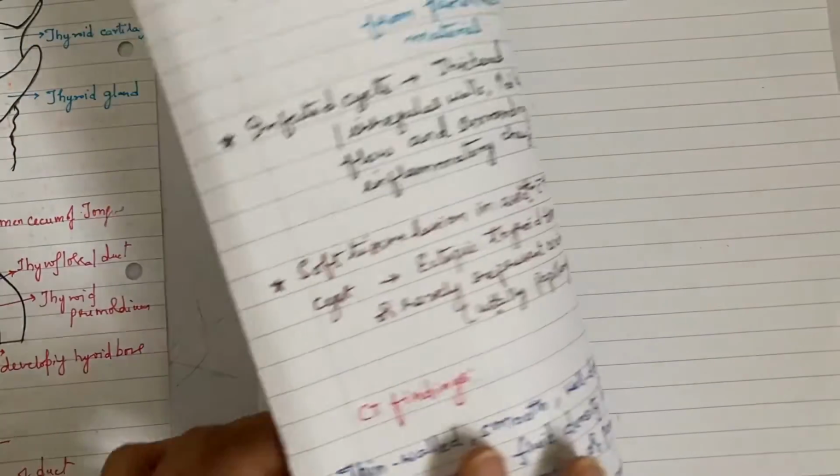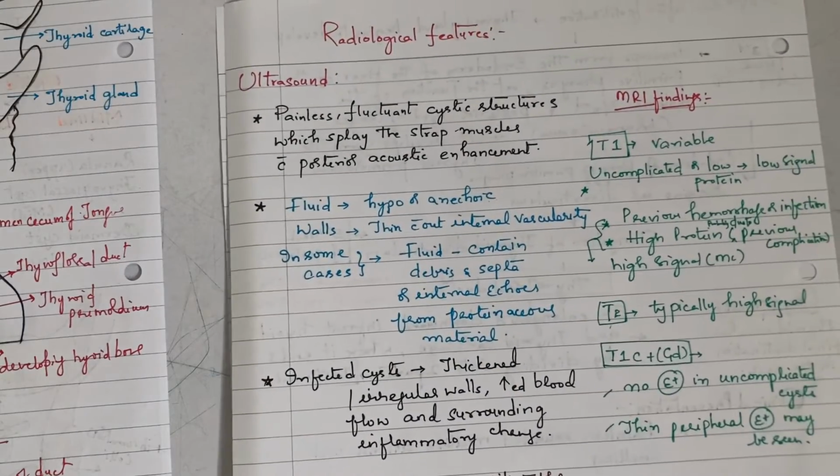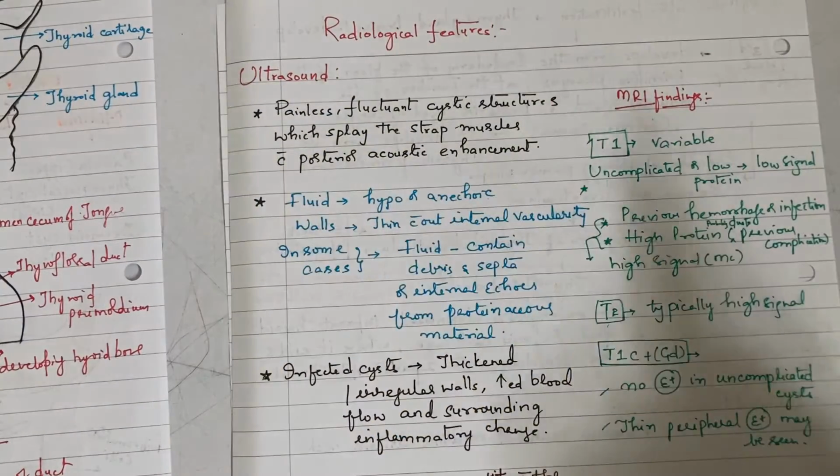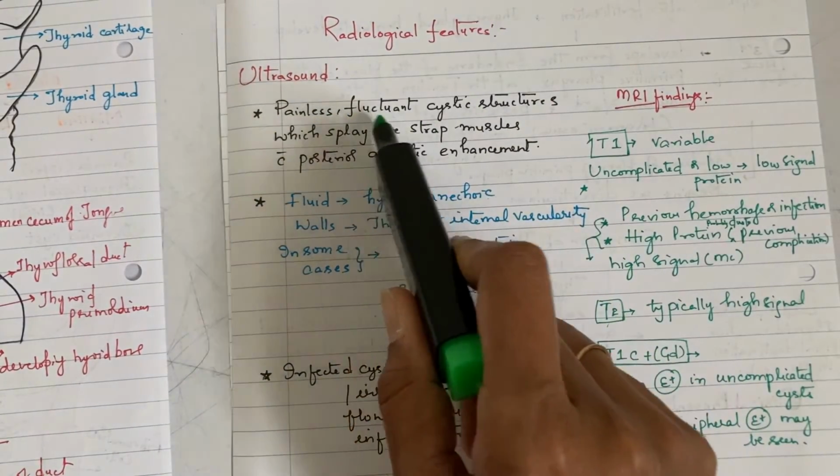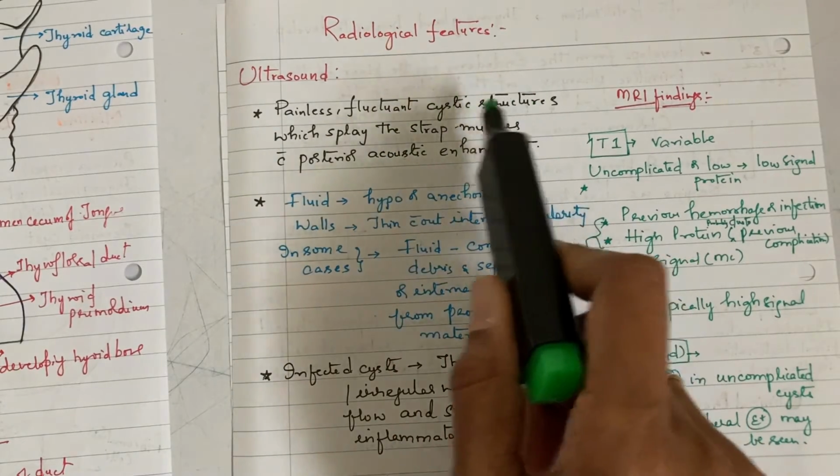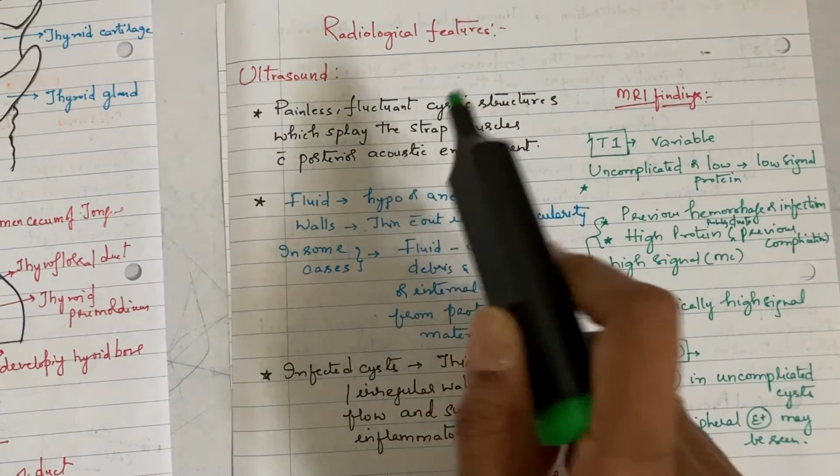So coming to imaging, first is ultrasound. Normally on ultrasound, it appears as a painless fluctuant cystic structure. They splay the strap muscles.